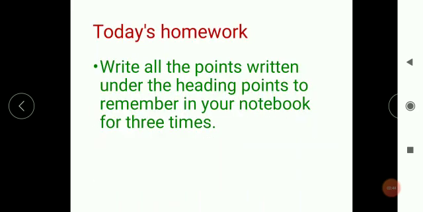So what is today's homework? You have to write down all the points written under the heading points to remember in your notebook 3 times.